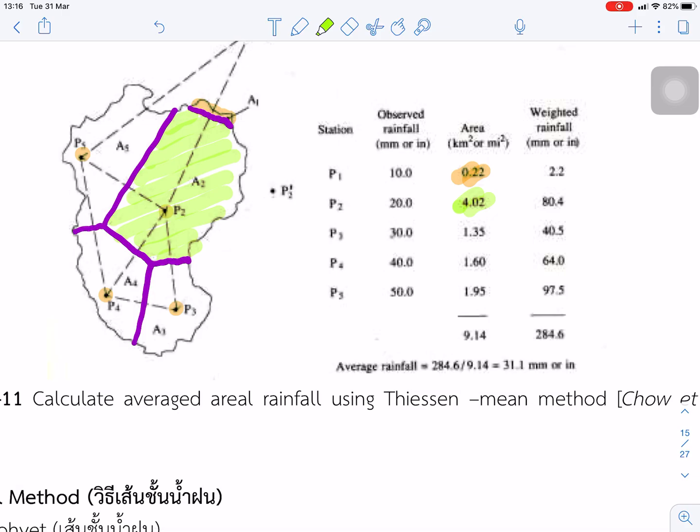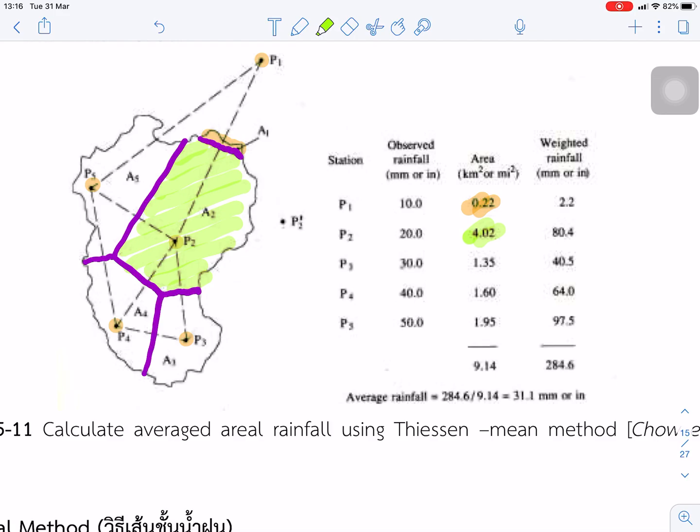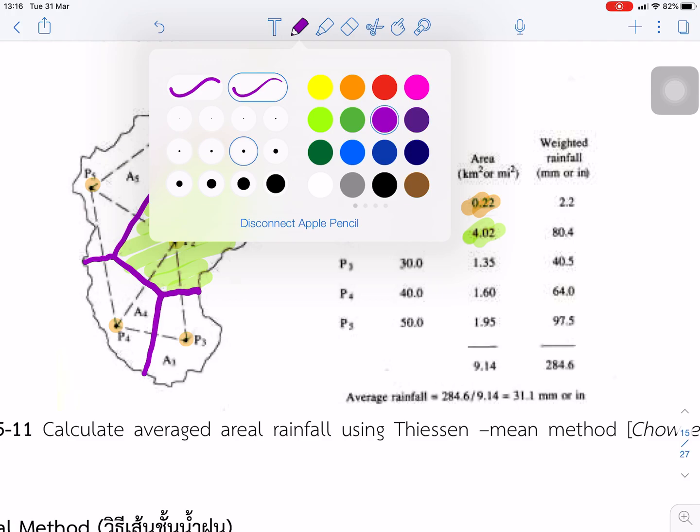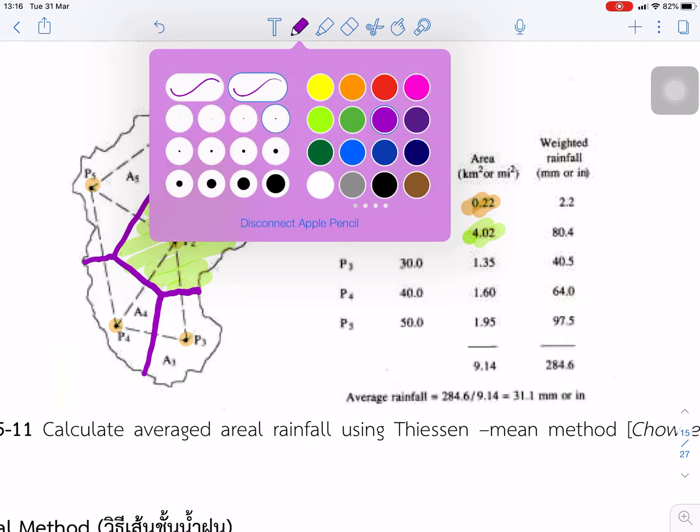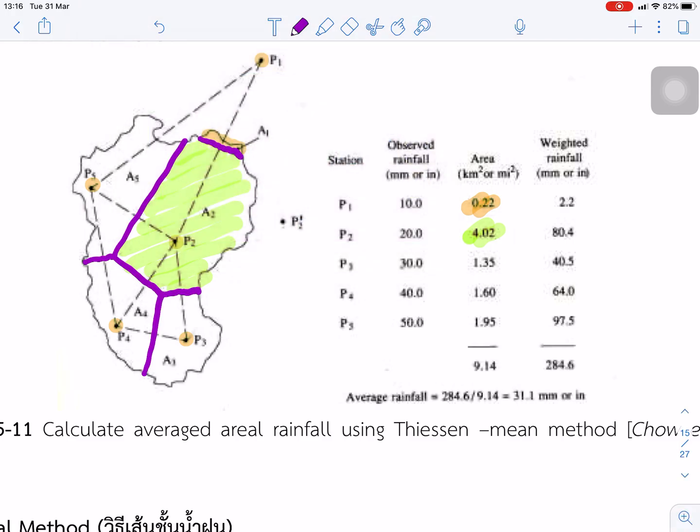And for the next, we multiply the rainfall with the area. Observe rainfall with the area.